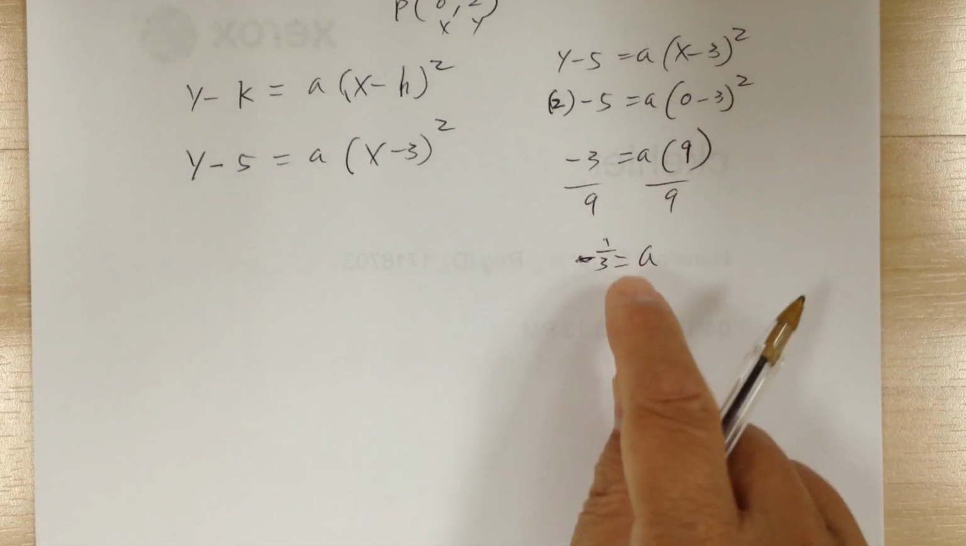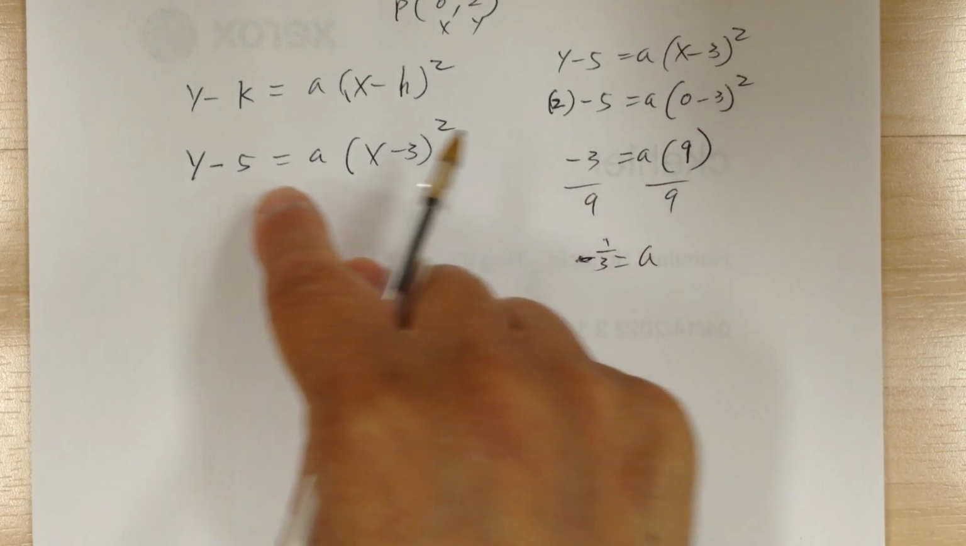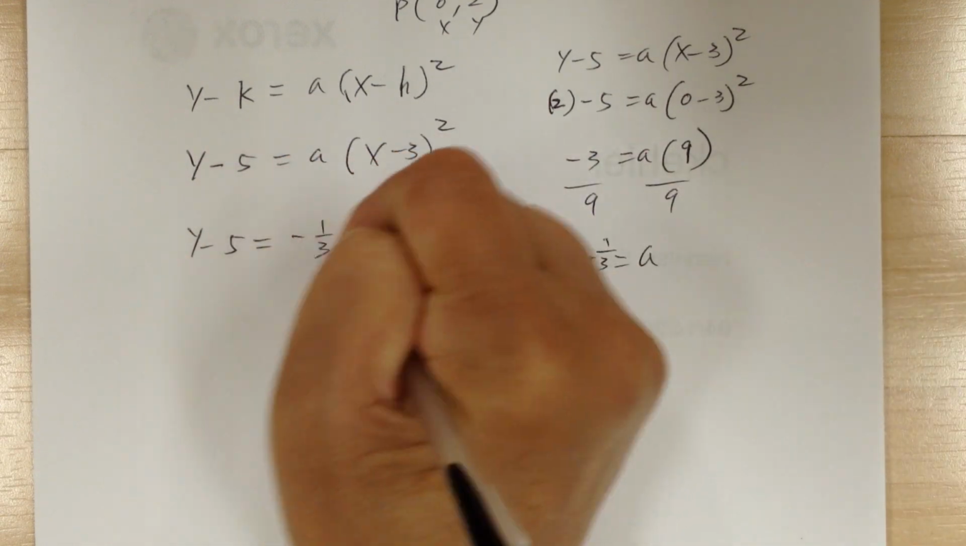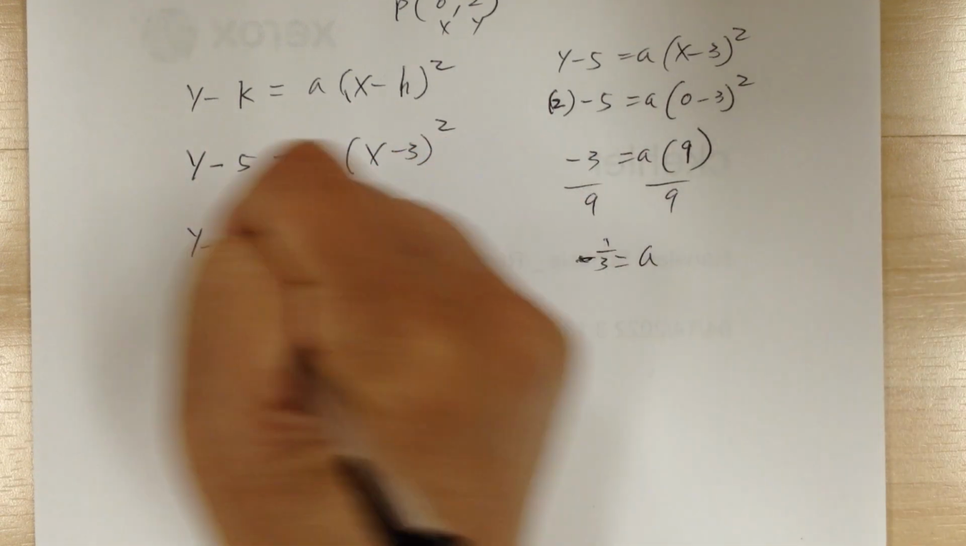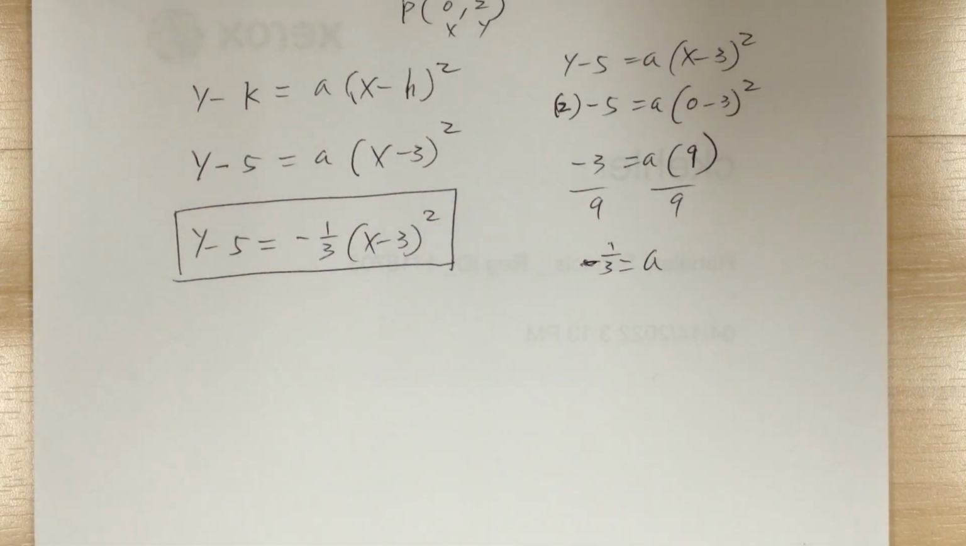Once you find a equal to negative 1 over 3, you go ahead and substitute in here. So you get y minus 5 equal to negative 1 over 3 times (x minus 3) squared, and that would be your equation. Let's go to the next one.